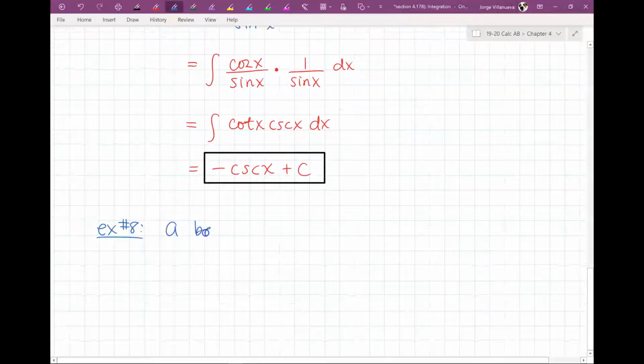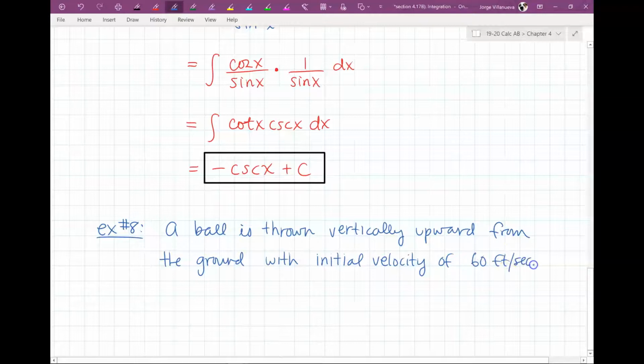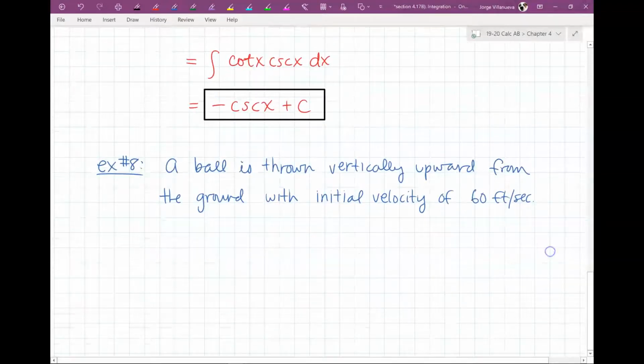So they say a ball is thrown vertically upward from the ground with initial velocity 60 feet per second. How high will the ball go?